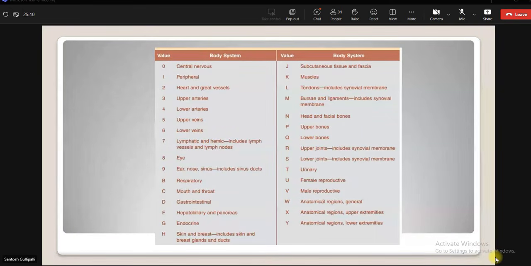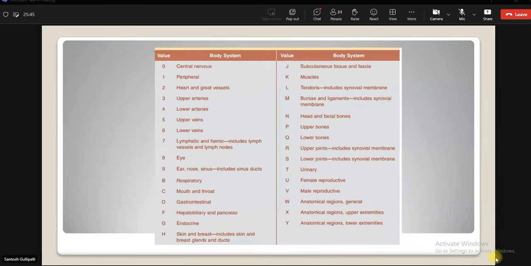In this body system, is the musculoskeletal system and circulatory system there? No, sir, not there. The musculoskeletal system is divided into upper bones, lower bones, upper joints, lower joints, tendons, ligaments, bursa, like this. So the musculoskeletal system is divided into so many body systems in ICD-10 PCS. Even the circulatory system is divided into upper arteries, lower arteries, upper veins, lower veins.